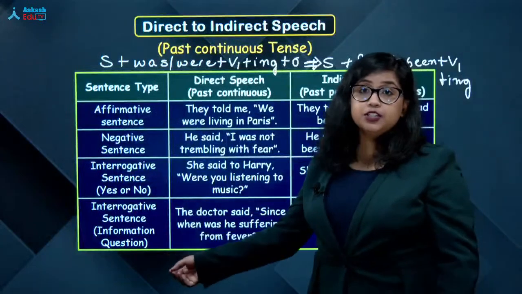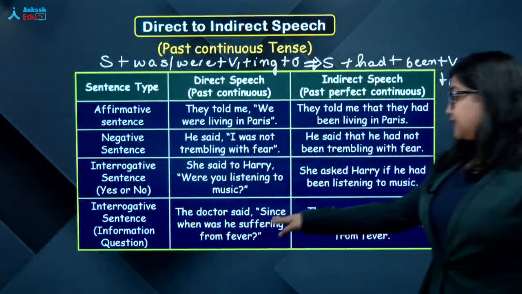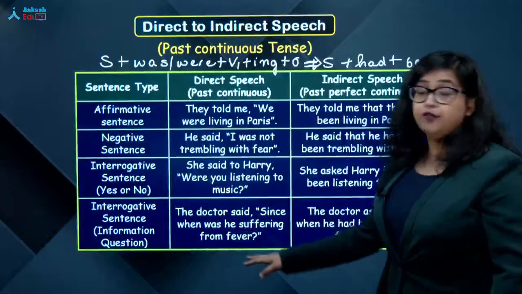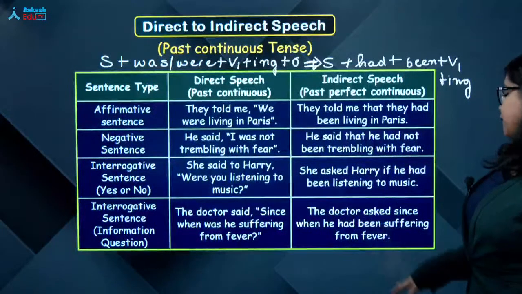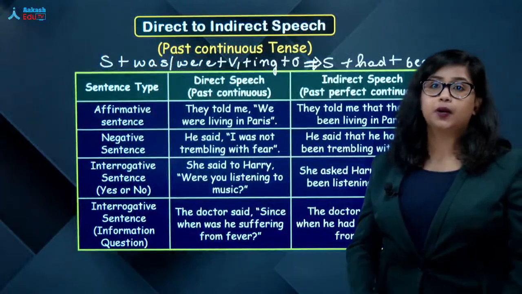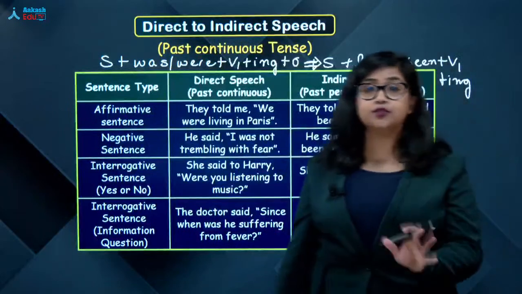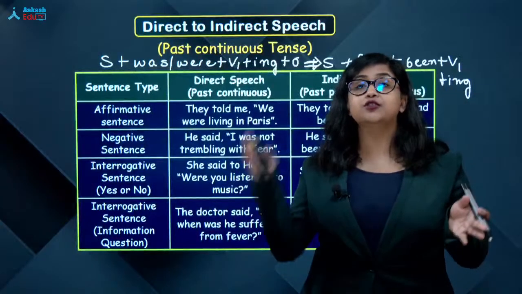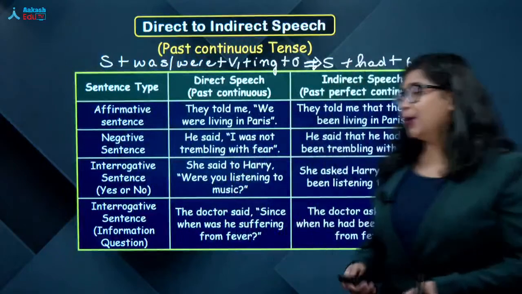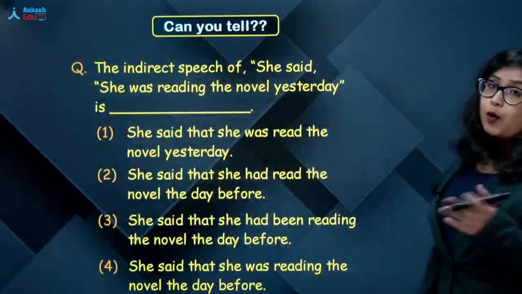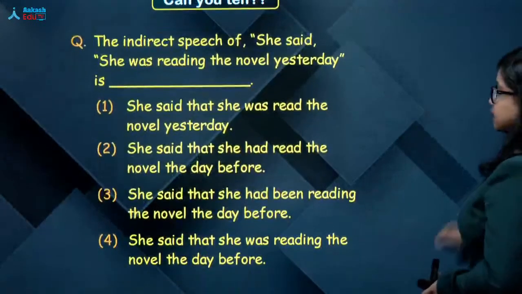Similarly, your information question which has your WH question word. So, "the doctor said since when he was suffering from fever" will change to the doctor asked since when he had been suffering from fever. Alright. So, this is how we change our past continuous tense. Please remember, past continuous changes to past perfect continuous. Alright. So, let's move on to the question part. Now, once again, look at the question carefully and try to guess the correct answer.